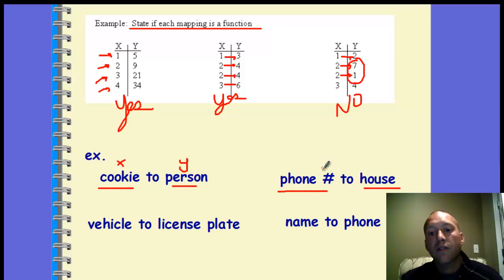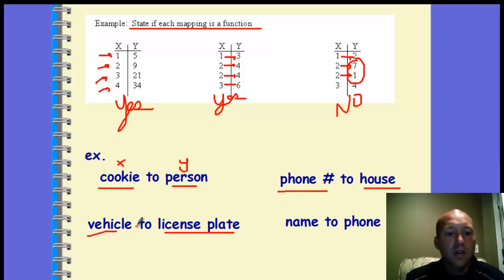So is a phone number to a house. The phone number I have for my house goes to one house. If I had a phone number that went to multiple houses, that really won't make a whole lot of sense. So a phone number to a house is a function. Vehicle to license plate. So I have a vehicle number. Does that go to one license plate? And that would be yes.